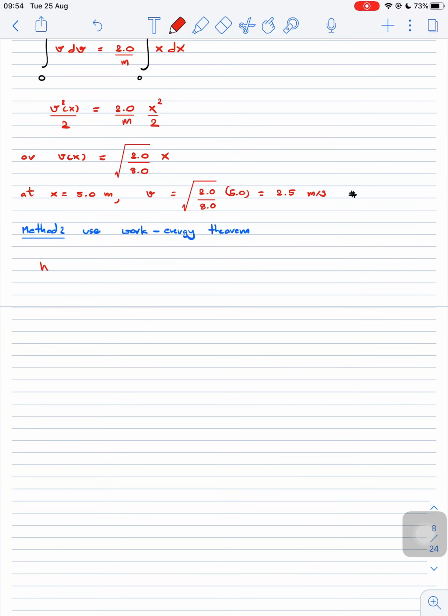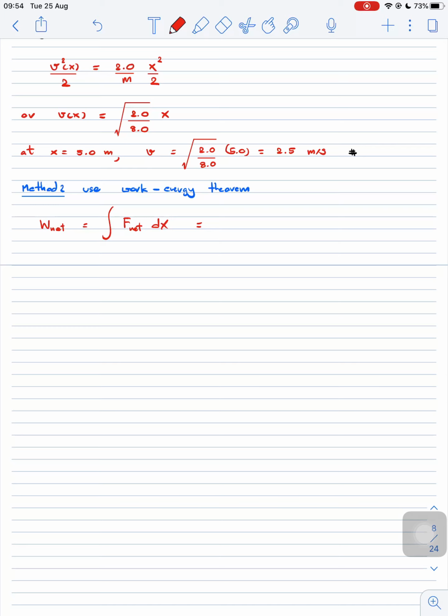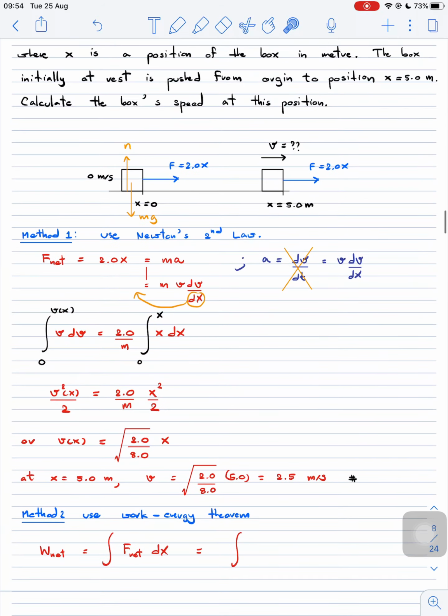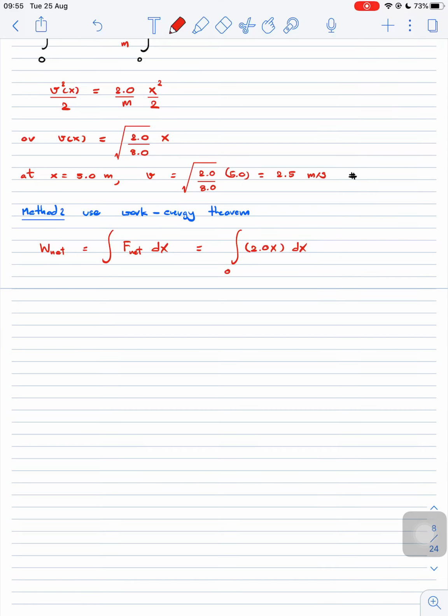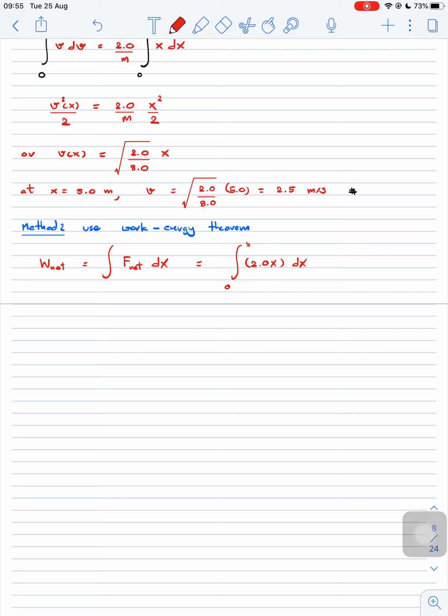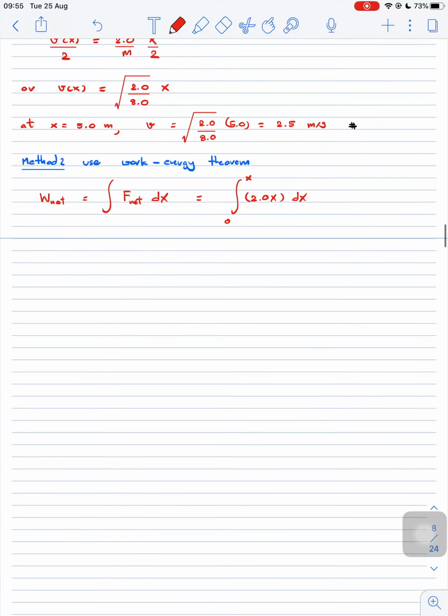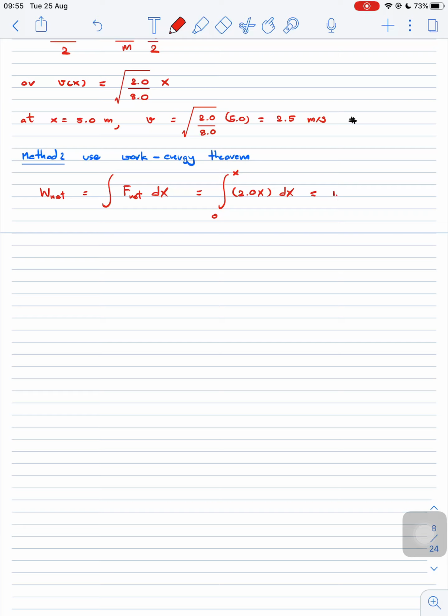Then again, the work done by the net force is equal to the integral of the net force times dx, right? In this case, the net force equals 2.0x, times dx. So we make the integral from 0 initially to x first. Now we can see that the work done by the net force is equal to 1.0 times x square, and we have it in joules, right?